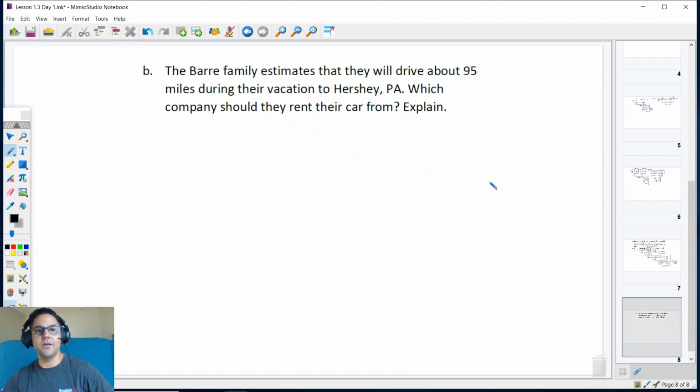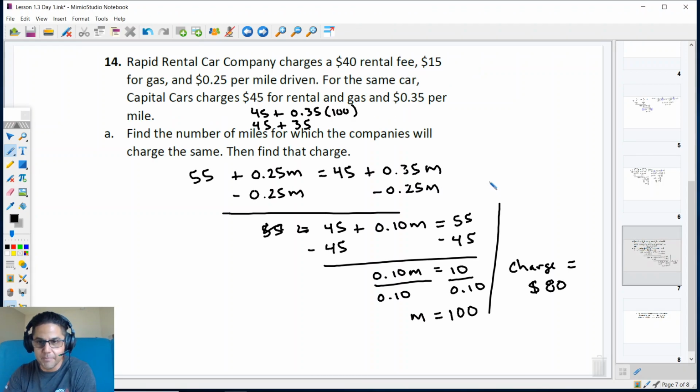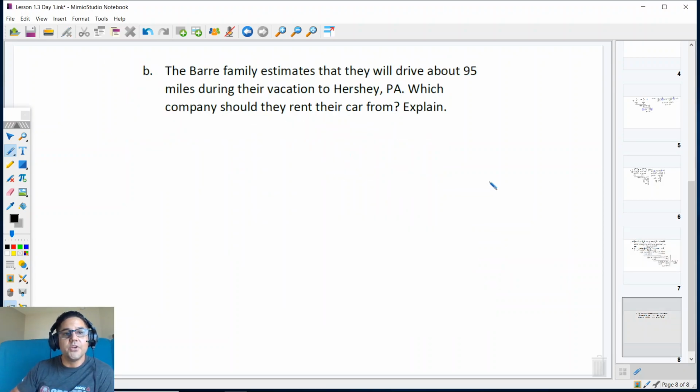The next part says the Barr family estimates that they will drive about 95 miles during their vacation to Hershey, Pennsylvania. Which company should they rent their car from? We already know that 95 miles is pretty close to 100 miles, which means their charge is pretty close to $80. But since they're not doing the full amount of miles, we're really just trying to save them a little bit of money. First, Rapid Rental, so I'm going to put RR. Their scenario was 40 plus 15, which was $55 for the initial charge and gas, plus 25 cents per mile, and the miles are about 95.